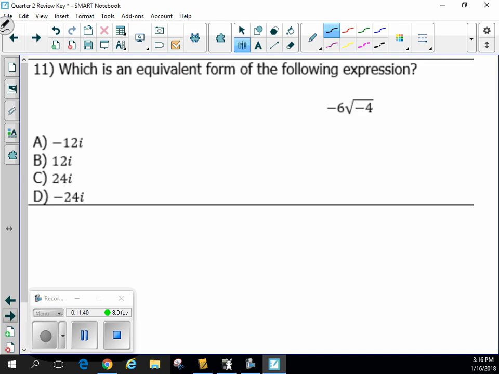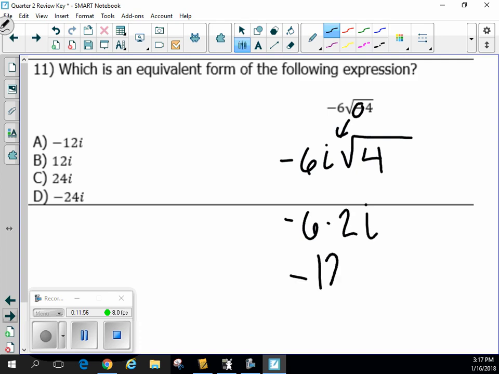Number 11, we need to simplify this -4 here. So remember, when we have the square root of a negative, the negative comes out as i. It's really -6i√4. And the square root of 4 is 2, so it's -6 times 2. So your answer is A.